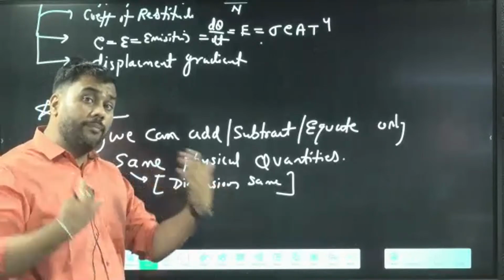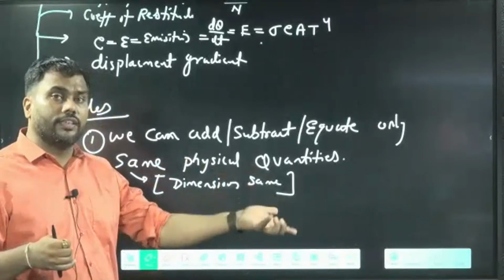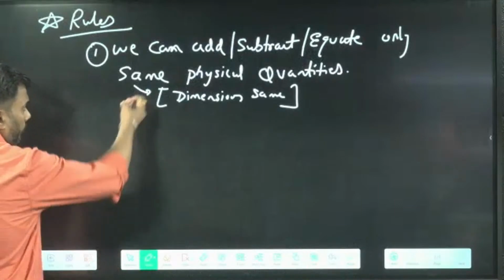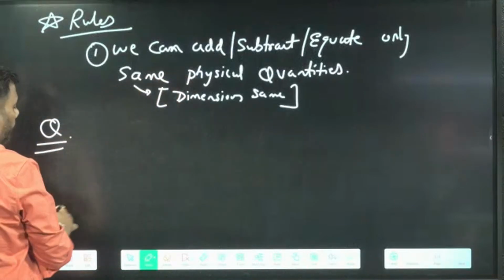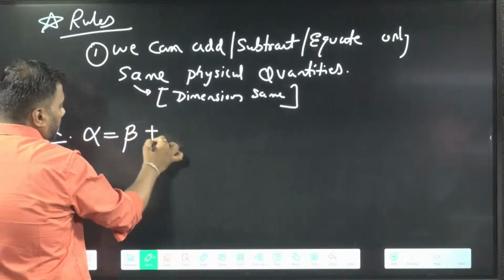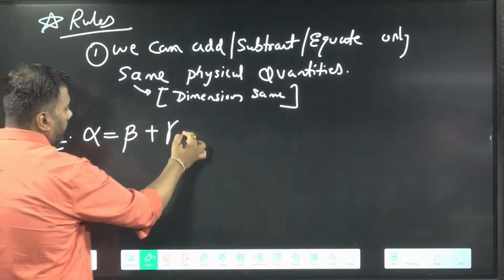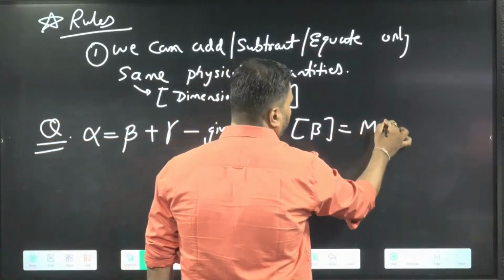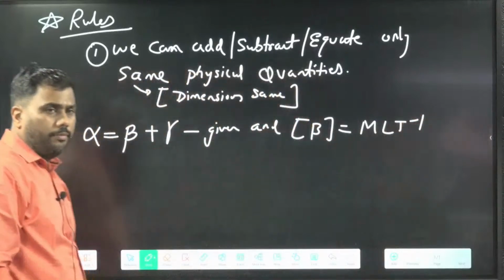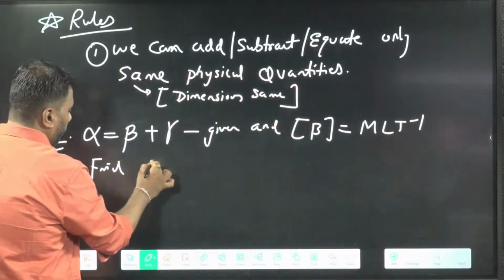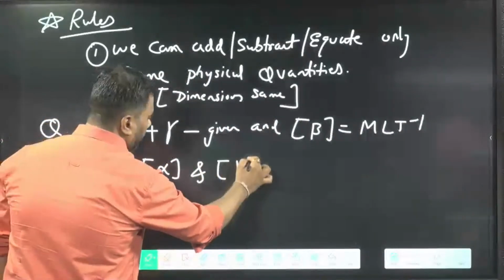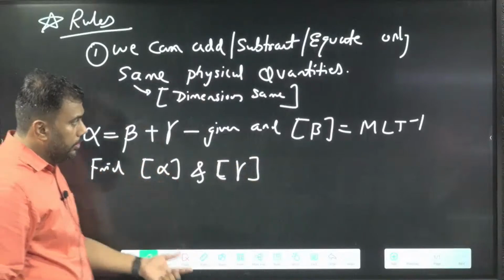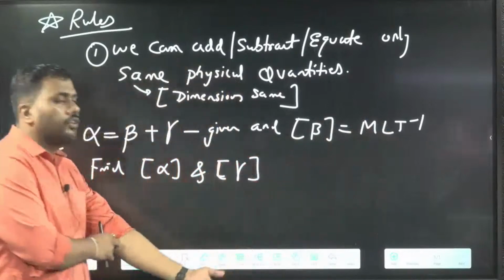Okay, I can equate same type of physical quantities, but I cannot equate a vector with a scalar. If in some question, based on this rule, I give you alpha is equal to beta plus gamma, and the dimensions of beta is MLT minus 1, find the dimensions of alpha and the dimensions of gamma. Whenever we write a quantity in square brackets, it means we are asking for dimensions. So dimensions of beta is given, and I'm asking dimensions of alpha and gamma.